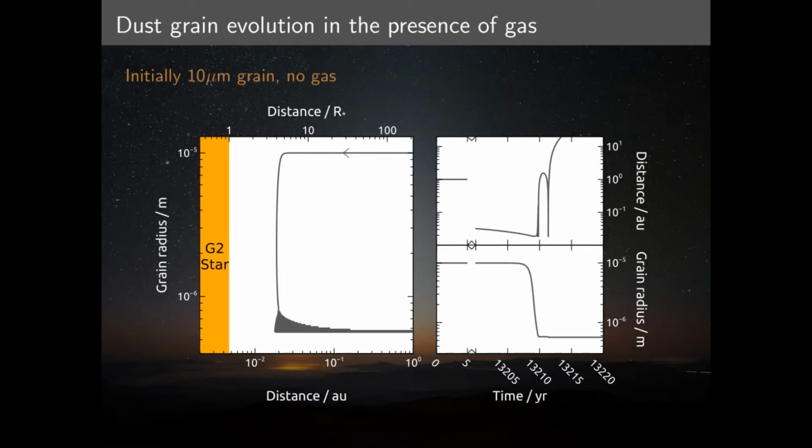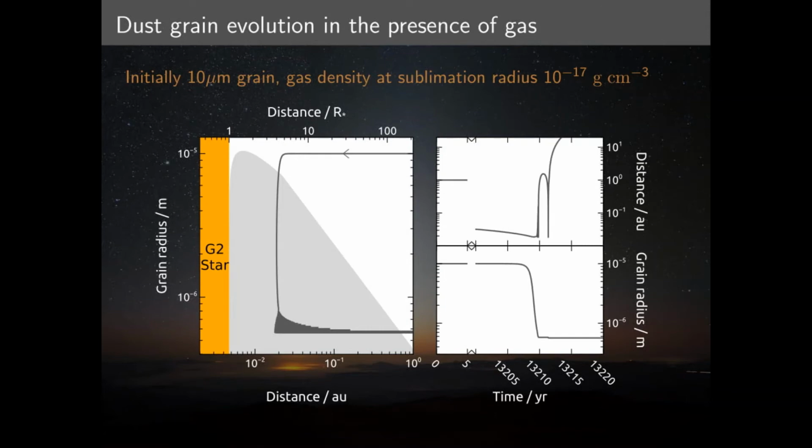But the important thing to note is that the grain spends a very long time migrating inwards under PR drag, and then when it gets close to the star, it very rapidly shrinks and gets blown out of the system. Right, so that's the evolution in the absence of gas. Now what happens if we include gas?